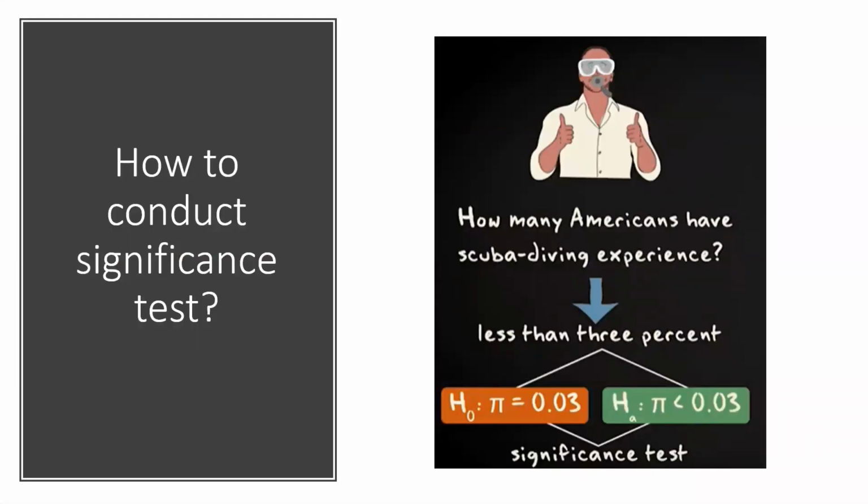So how do we conduct a significance test? Now we know how to distinguish null and alternative hypotheses. The next question is how to conduct a significance test. Let's say we ask how many Americans have scuba diving experience, and we know that less than 3% have it. So we would write the null hypothesis as equals to 0.03, and the alternative as less than 0.03. Now we need to conduct a significance test.